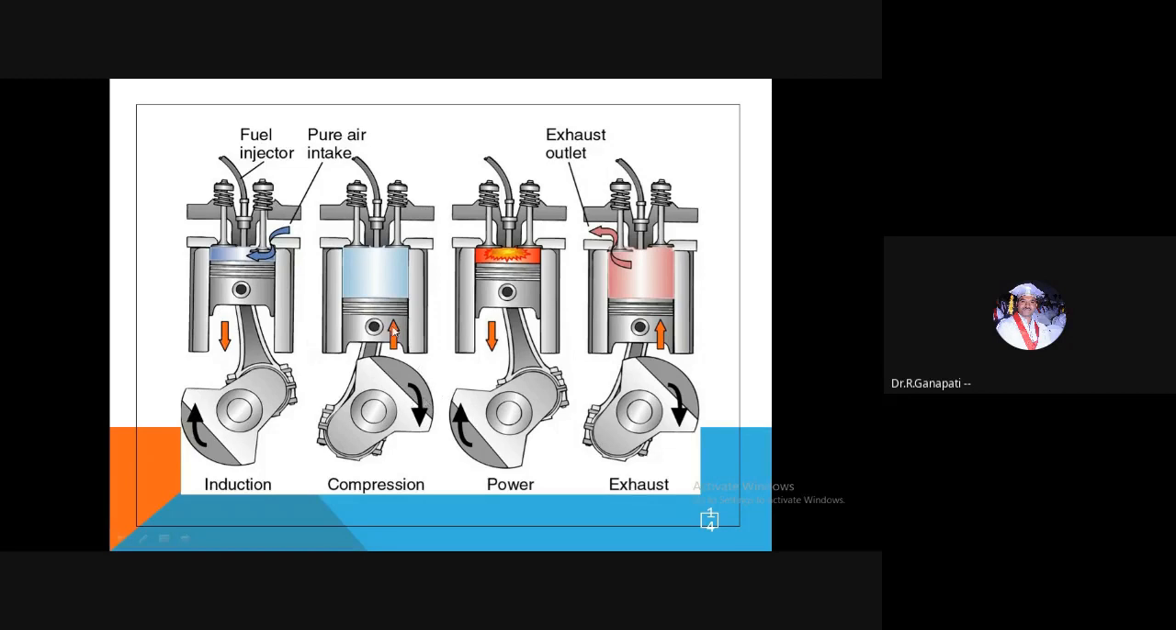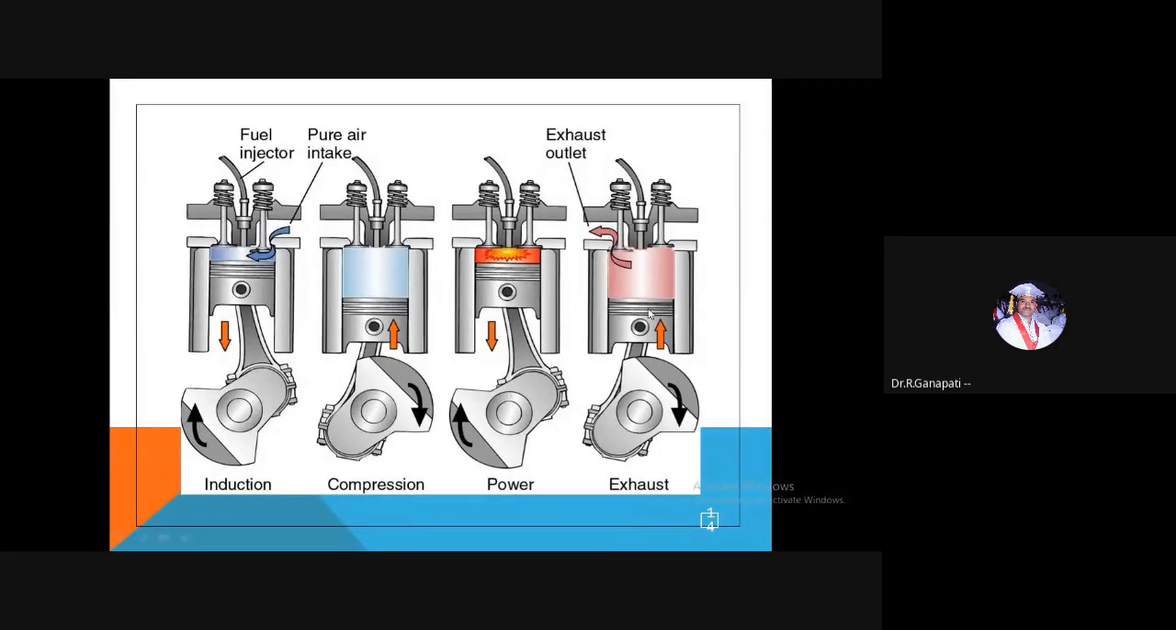And in the second stroke, the piston travels from the bottom dead center to the top dead center. At the time, both the valves are in the closed position. What will happen when both the valves are closed? The pressure and temperature will rise inside the engine cylinder. At the end of the compression stroke, the fuel will be injected with the help of the fuel injector, followed by the useful stroke.